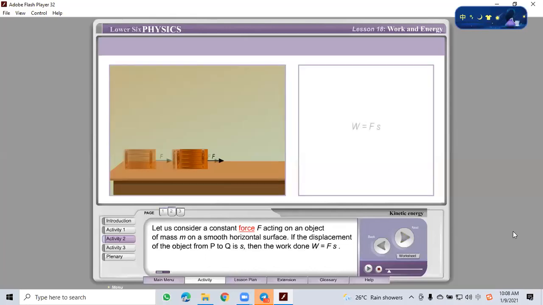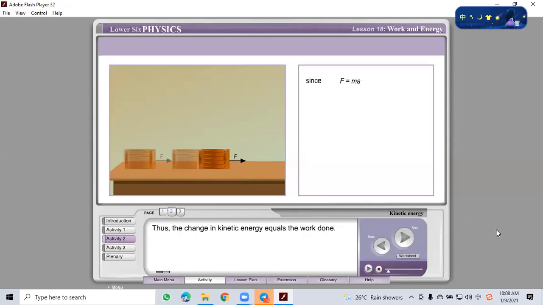Let us consider a constant force F acting on an object of mass m on a smooth horizontal surface. If the displacement of the object from P to Q is s, then the work done W equals Fs.